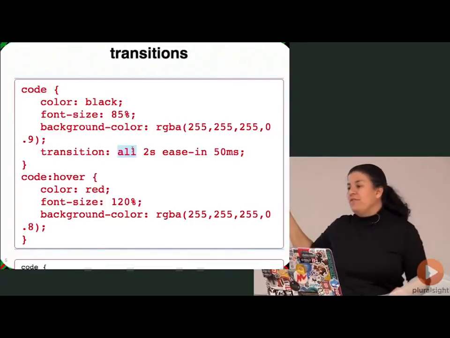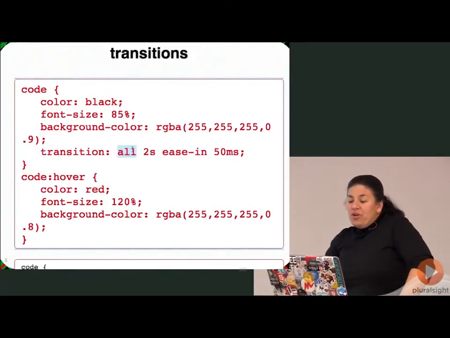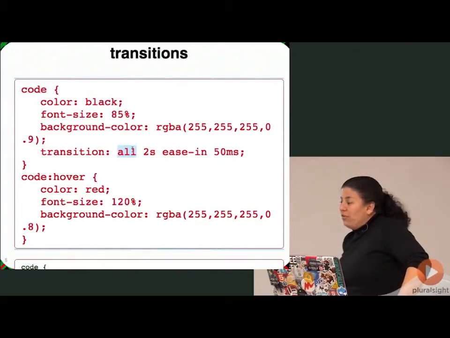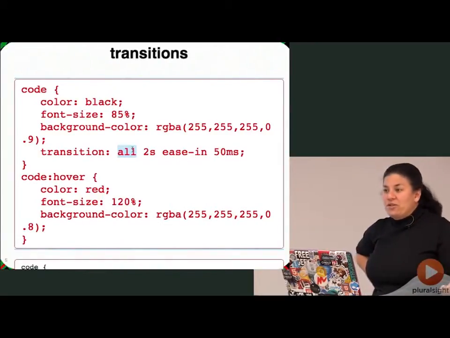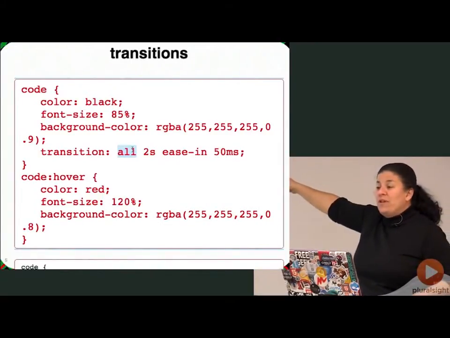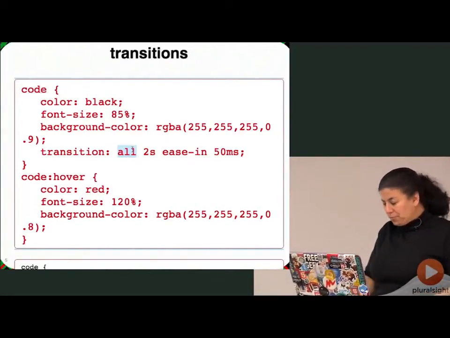Notice that the transition is in the pre-state. The reason is because I'm transitioning from code to code hover. But what if it was from code to code with class foo? It would have to be hovered while in the class changes for it to transition over time. Otherwise, it would just transition. That's why I put in the before state, so that any other time that it changes, it gets impacted. Okay.